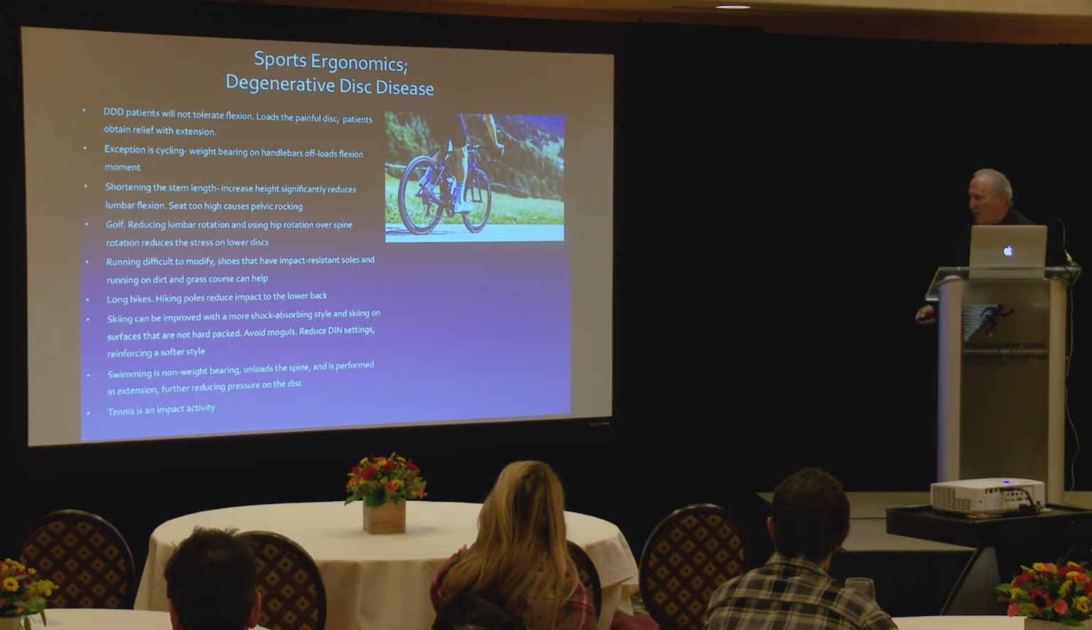Golf. They can reduce the lumbar rotation and use hip rotation over the spine. So you have to teach them to lock the lumbar spine and change their drive. They can do it, generally. Running is difficult to modify. Shoes that have impact-resistant soles, and running on dirt and grass, can help. On longer hikes, hiking poles reduce the impact on the lower back. If you're descending especially, they're very helpful because the impact is reduced substantially. Hiking poles are key.